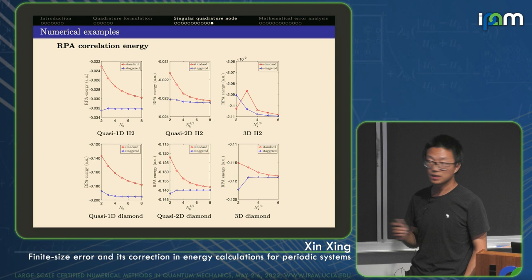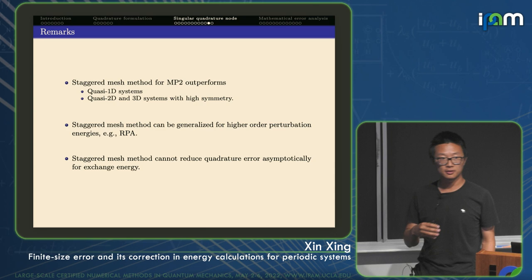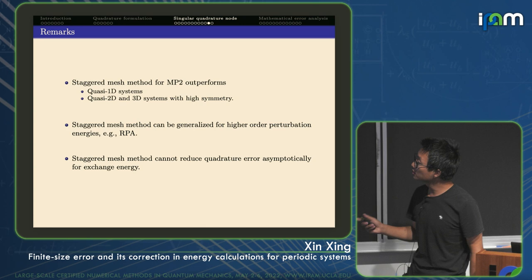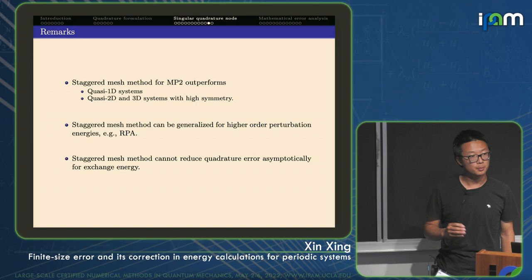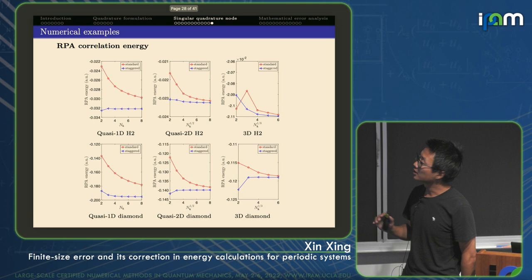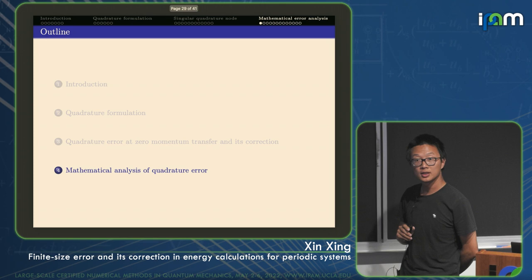And the last remark is that, as you may have noticed, I didn't show you any numerical tests for exchange energy calculations, because we can show that the stagger mesh method cannot reduce the quadrature error asymptotically for the exchange energy case. There are mathematical explanations about why, and we also propose solutions to address this problem. And this finishes the first topic about the quadrature error. Any questions so far?